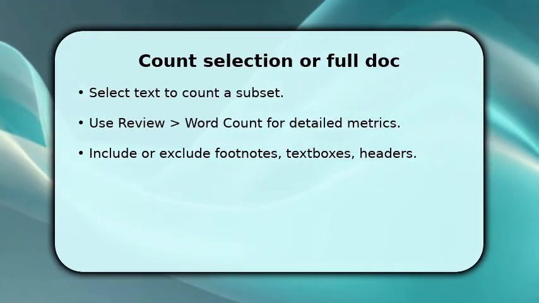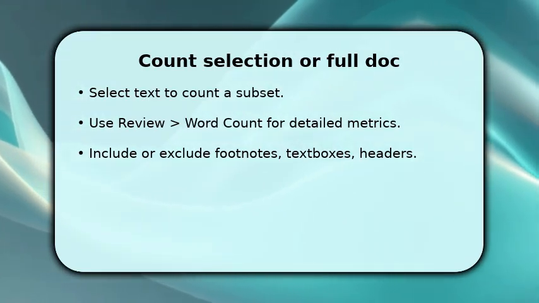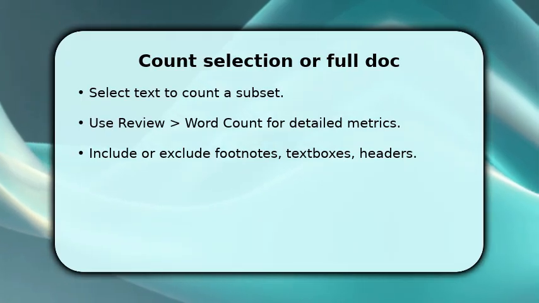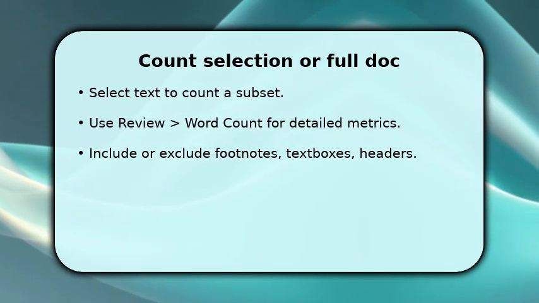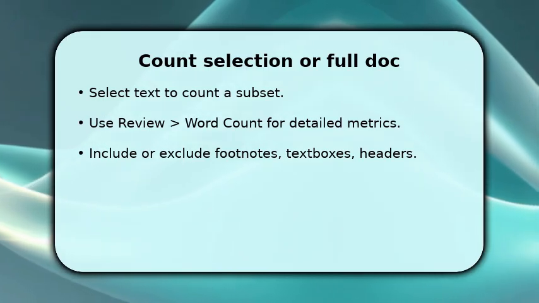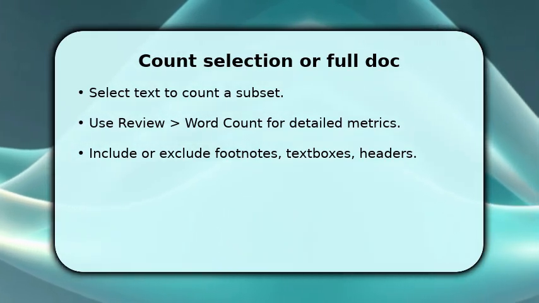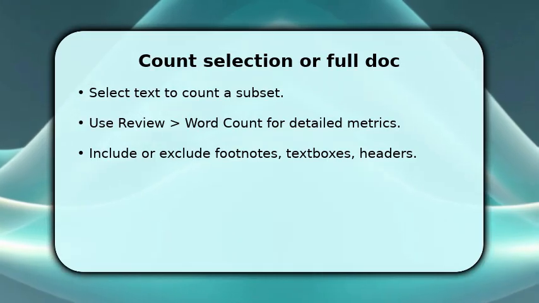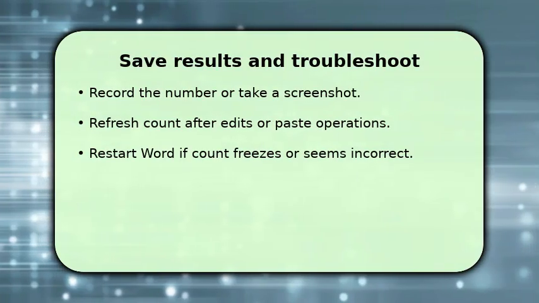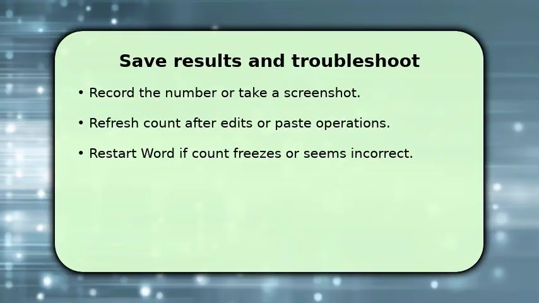Make sure to check or uncheck options like include text boxes, footnotes, and endnotes depending on your target. This matters because some publishers count only body text, so toggling these options gives you a precise word count where needed. You can copy the number, take a screenshot, or write it into your submission form.